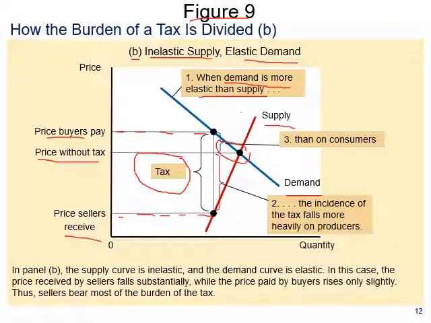Because the demand is more elastic than supply, the incidence of the tax falls more heavily on the producer than on the consumer. In other words, the buyer pays only this much of the tax and the seller pays that much of the tax, which is greater than the one paid by the buyer.